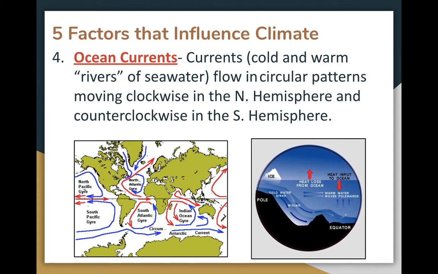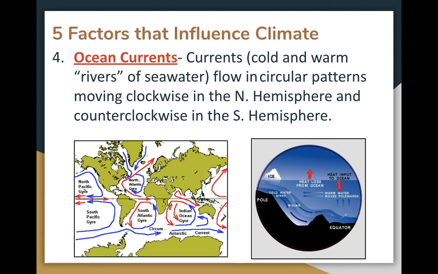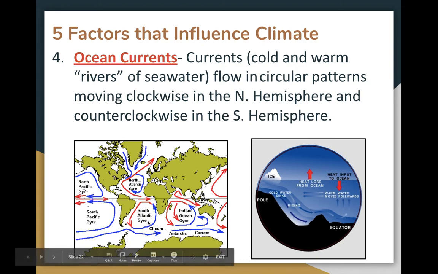So the warm ocean currents coming from the equator. Okay, so obviously the water's going to be warmer here. So what's going to happen is it goes counterclockwise in the north, and then it goes clockwise in the north, and then counterclockwise in the south. Okay, so the currents will push north, and then they'll get cold up here, and then they'll push back south, and then they'll get warm down here, and then they'll push, so they just kind of go back around. So you can see a lot of these are making circles.